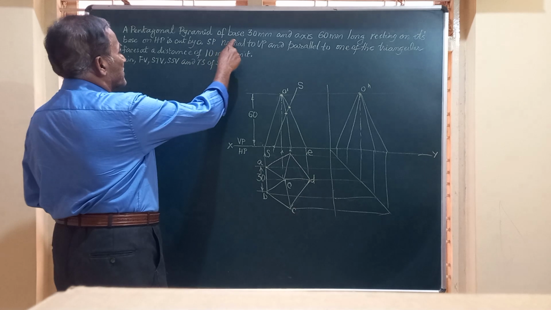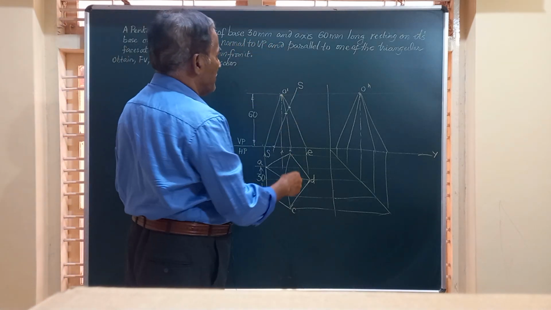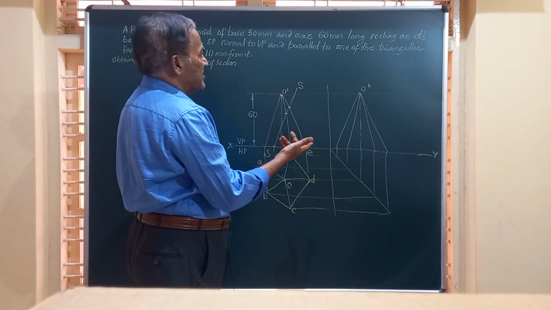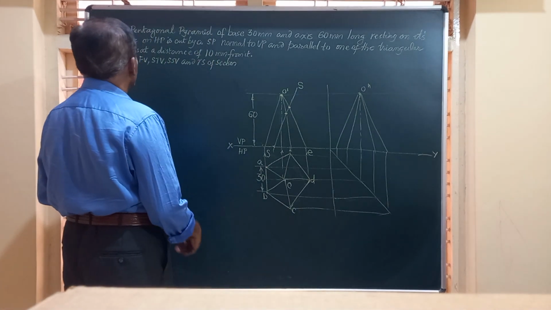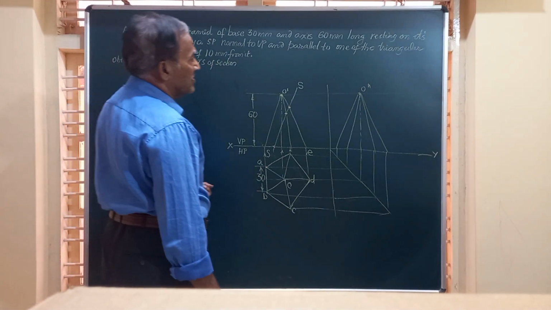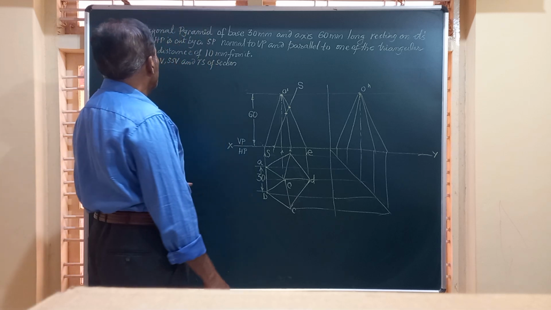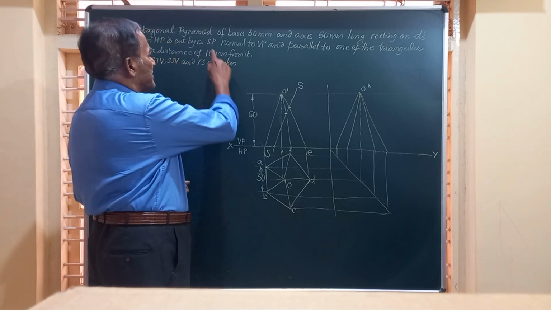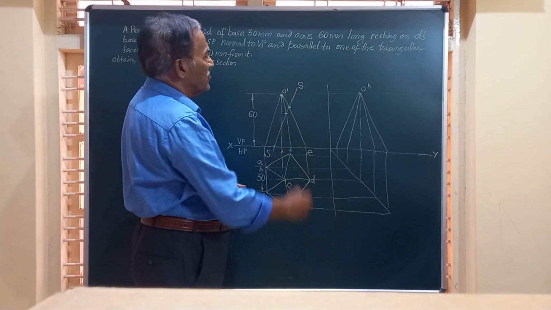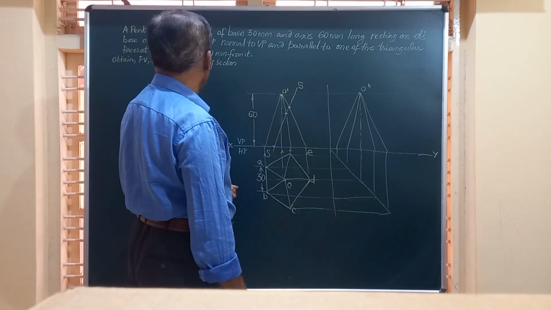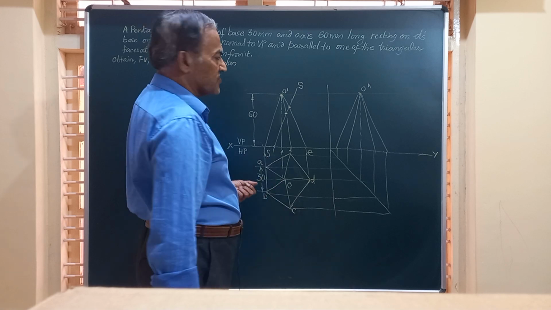A pentagonal pyramid of side 30 mm and height or axis 60 millimeter resting on its base on HP is cut by a section plane, that is SP, normal to VP and parallel to one of the triangular faces and at a distance of 10 mm.